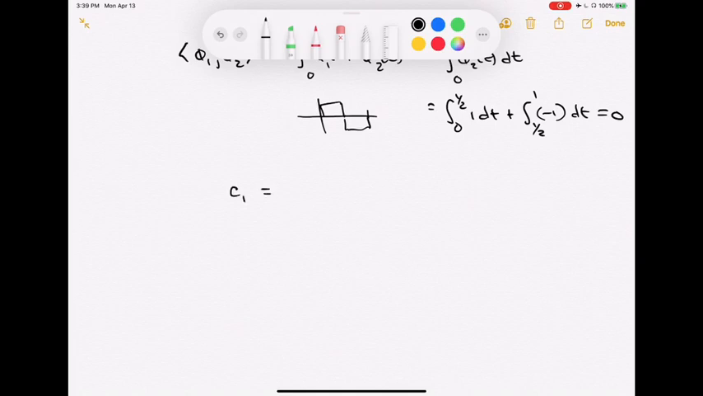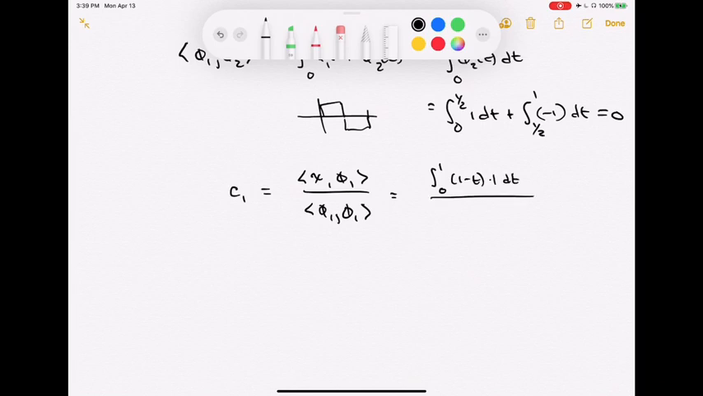C1 is going to be what then? It's the inner product of x with phi1, right, over the size of phi1 squared, which I can do as an inner product of phi1 with phi1. Well, what is the inner product of x with phi1? That is going to be an integral from 0 to 1. What is x? It is 1 minus t. What is phi1? It's 1 on that interval, dt. Over, what is the inner product of phi1 with phi1? That's going to be the integral from 0 to 1 of phi1, which is just 1 times 1. That's just going to be an integral of 1 dt. That, of course, is just equal to 1 in this particular case.